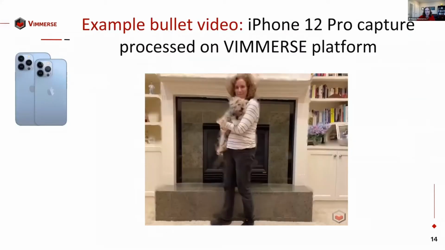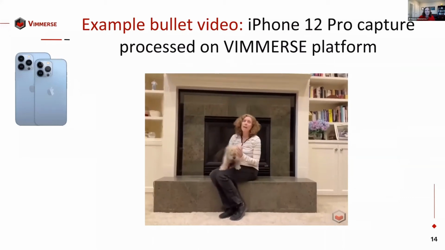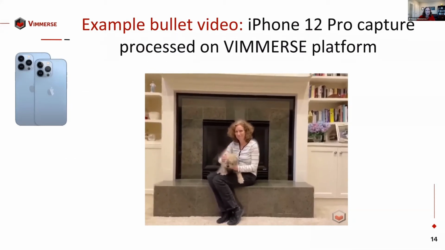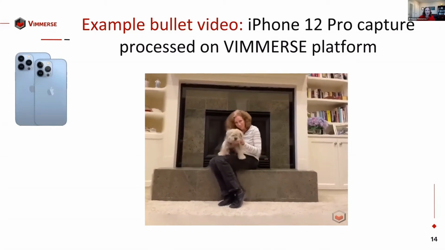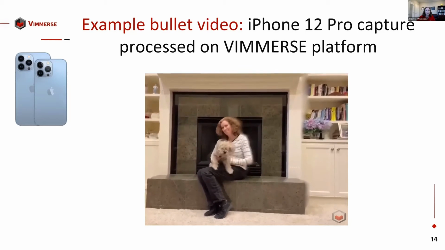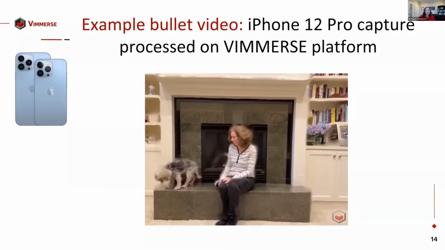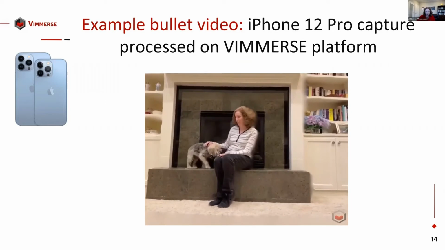Now I'm going to show some example videos that have been processed on our platform using a variety of capture devices. This one is based on a single iPhone capture. It's just me and my dog at home. And this is a bullet video with a predetermined navigation path. And so you can see that we're navigating that with this predetermined path. We're moving around within the scene, and you can see the angle of view change. I'm going to be showing some other content as well. But a single iPhone with a LiDAR sensor was used to generate this content.